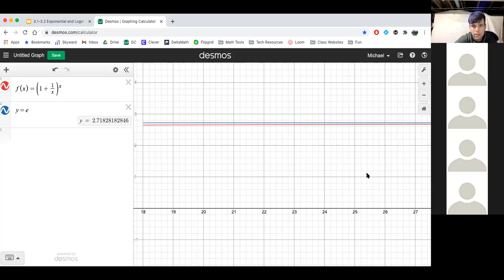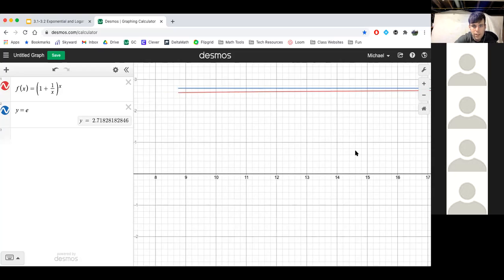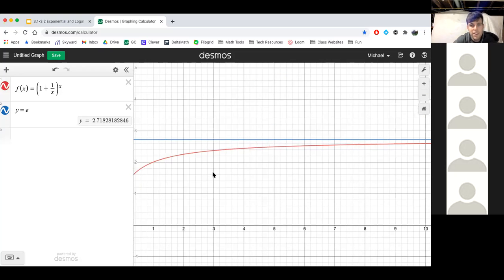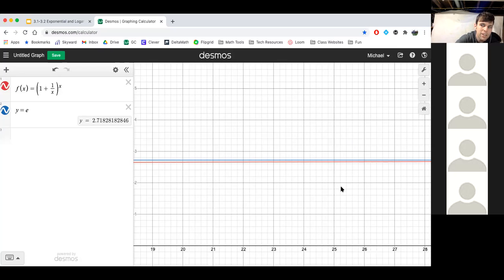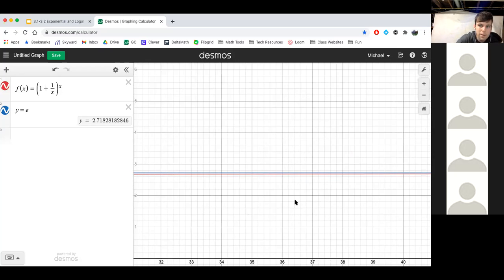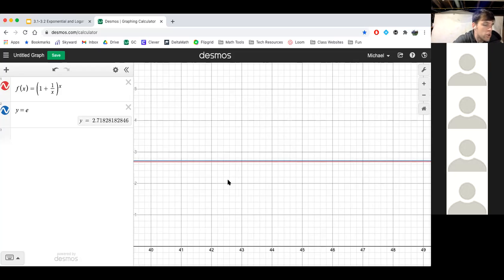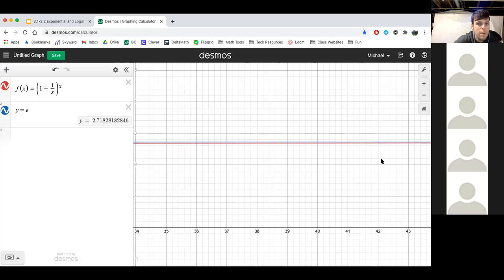Ooh, that's hard to tell. Center the graph. You can see that the graph gets closer and closer and closer to e the farther we go out until it basically merges with e. So we can say that the limit of this function as we go to infinity, as we get arbitrarily large, is e. It's just a weird thing that happens.